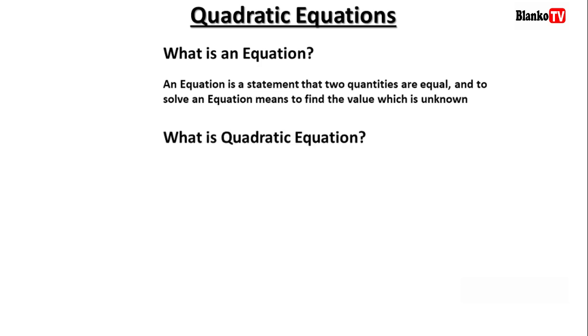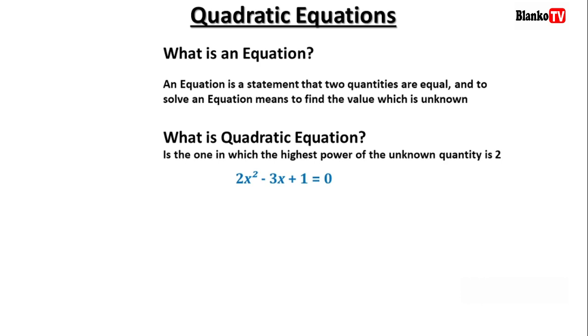So what is a quadratic equation? It is one in which the highest power of the unknown quantity is 2. An example is 2x squared minus 3x plus 1 is equal to 0. Such an expression is known as a quadratic equation.